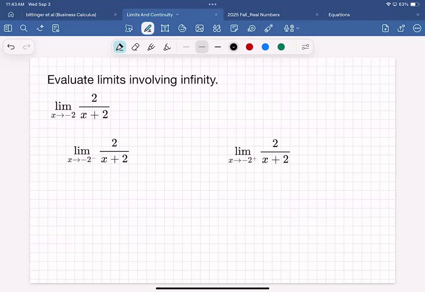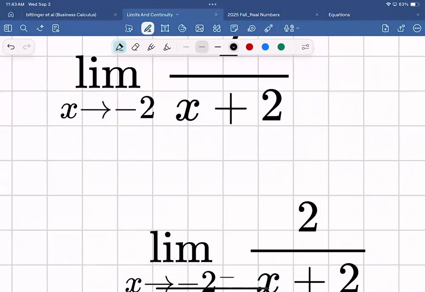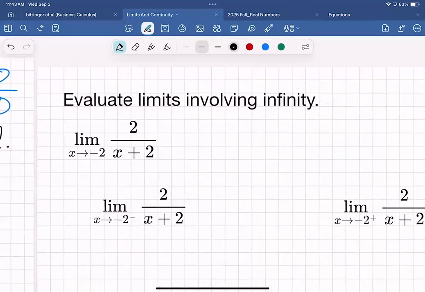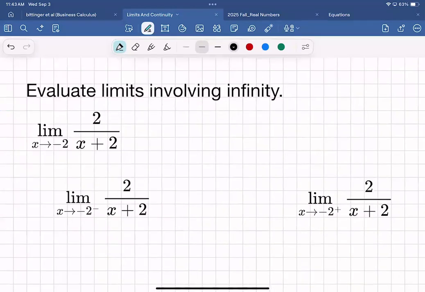Okay. Hopefully what you see here though is we have 2 over x plus 2. On what number are we trying to find the limit as x approaches? -2. What's wrong with -2 though when we try to do a direct substitution of that? We would get 2 over 0. I can't do that mathematically, right? Do not do that. I need to look into this further.